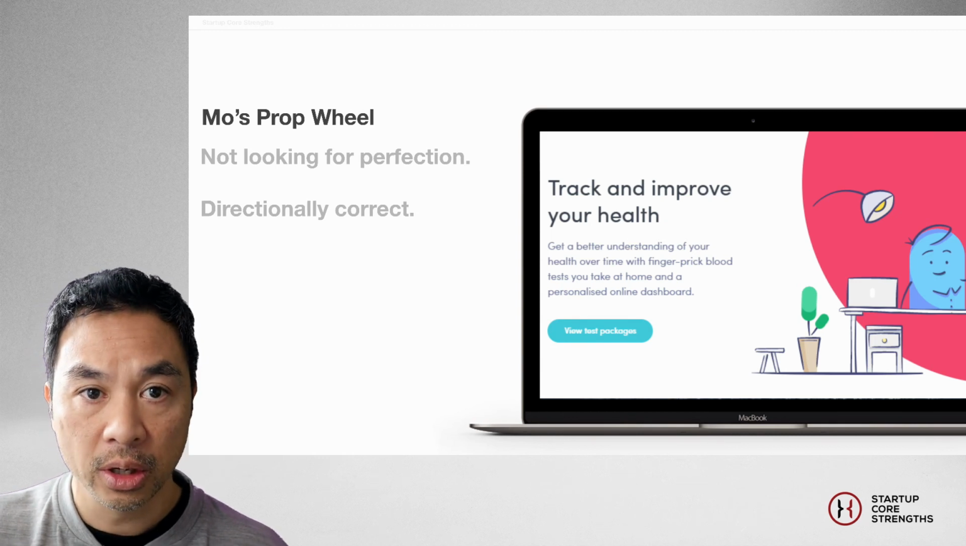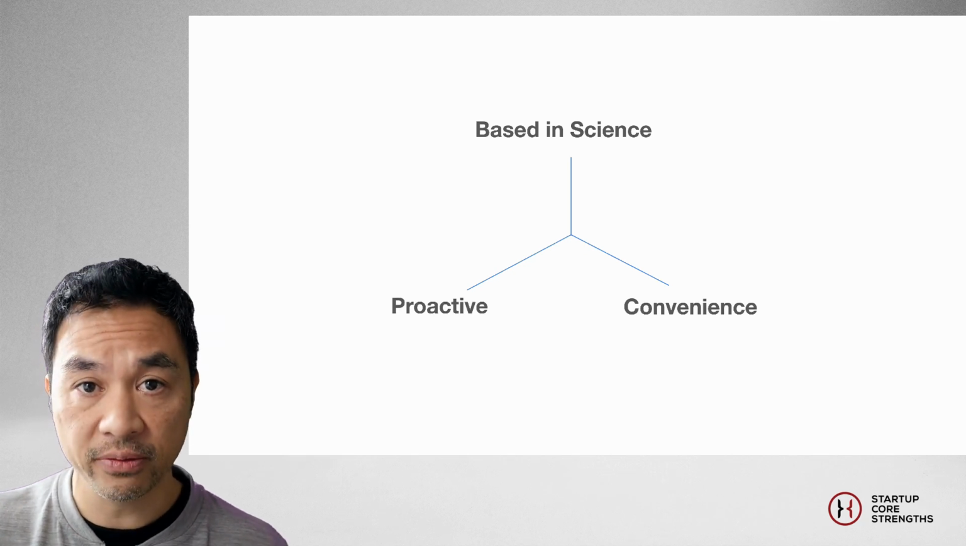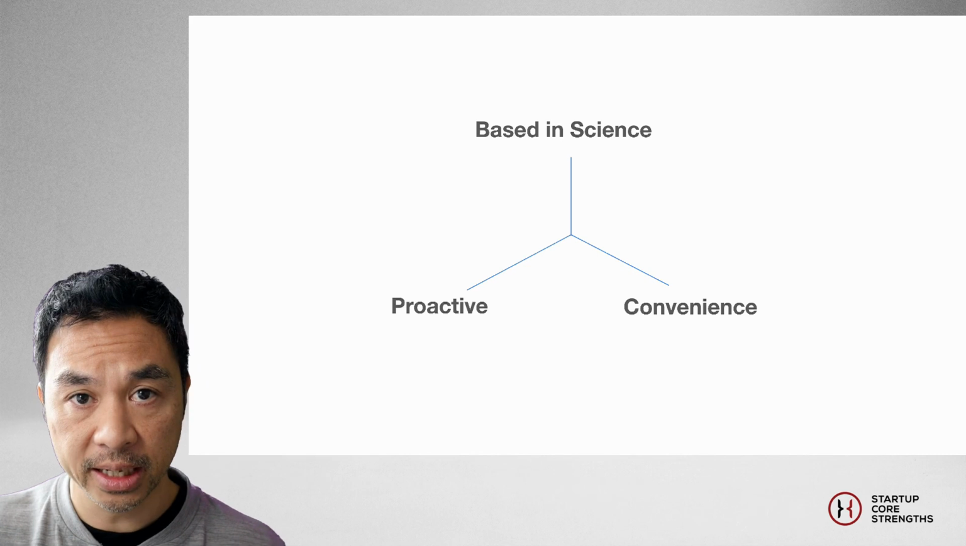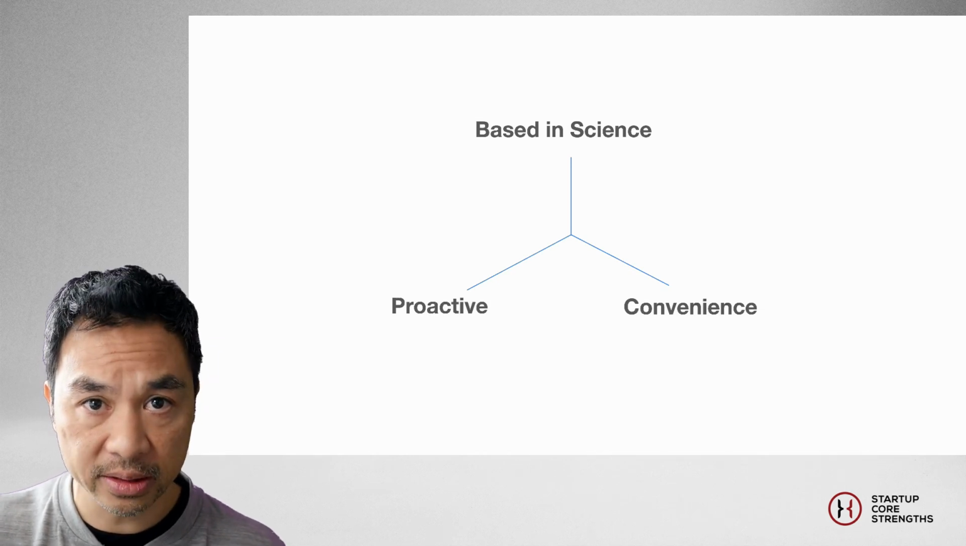And so what you're going to do is you're going to take your core propositions. There could be more than 3. There could be 4 or 5, whatever. Just take 3 for now and lay them out on a page. Here you can see that Thriva has 3 sort of core messages. One, it's based in science. It's convenient, and it's proactive.